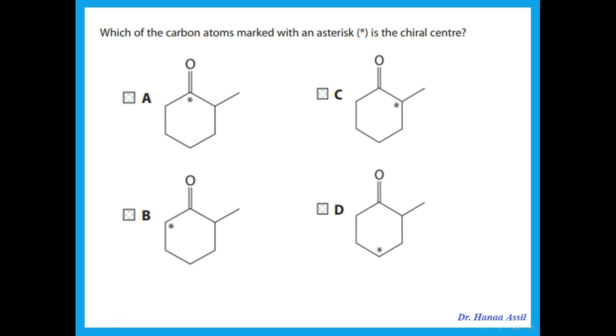Which of the carbon atoms marked with an asterisk is the chiral center? Chiral center means the carbon has to have 4 different groups attached to it. Let's look. Only the one in C, that asterisk, is bonded to 4 different groups. If you look at the others, the carbon that has an asterisk on it is not bonded to 4 different groups.